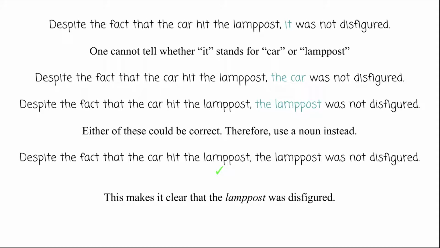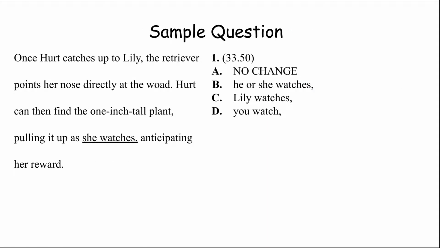so that there's no room for confusion. You would have to use the context of the passage to know which one is right, but in this case, we're going to say that the lamppost was not disfigured. So our correct sentence: despite the fact that the car hit the lamppost, the lamppost is not disfigured. There's no confusion. It's super clear. No room for confusion.